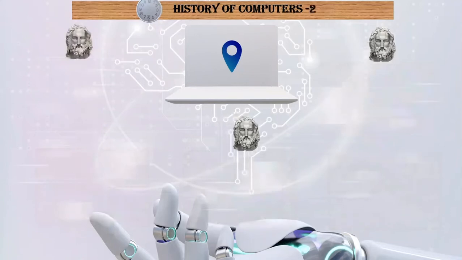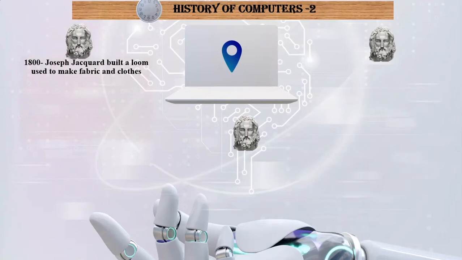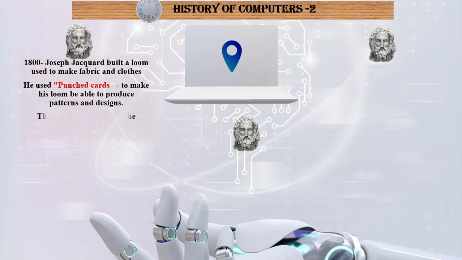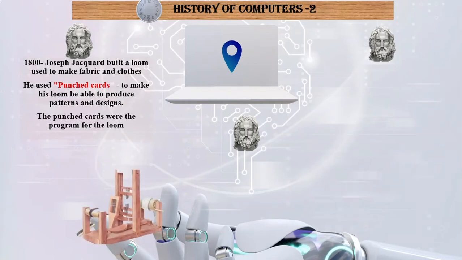So after that, we actually saw the introduction of the loom, a machine that could produce fabrics and use what we call punch cards to create patterns on those fabrics and clothes. So it was actually produced by Jacques Joseph in 1800, and he used the punch cards to make the loom able to produce patterns and designs over and over. Okay, that's a picture of the loom and the punch cards.